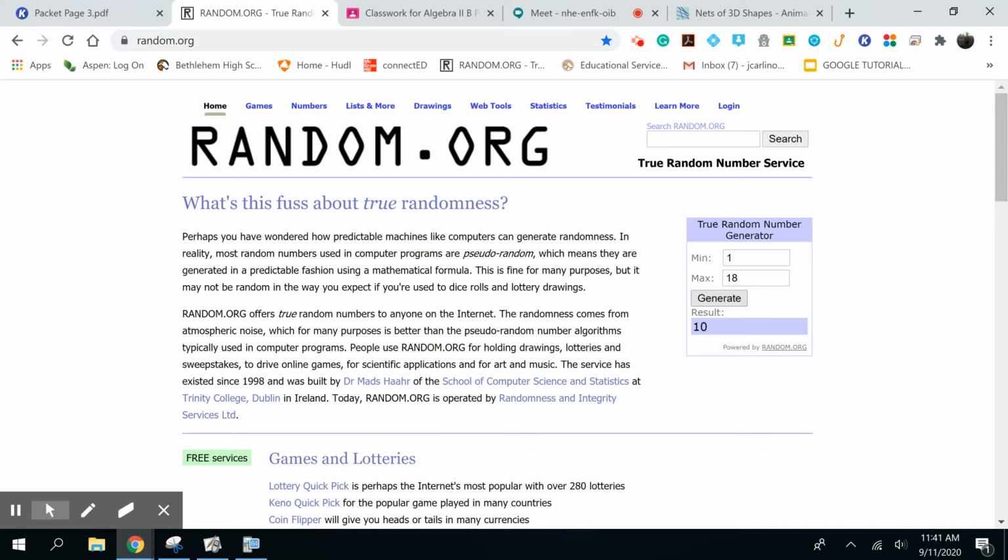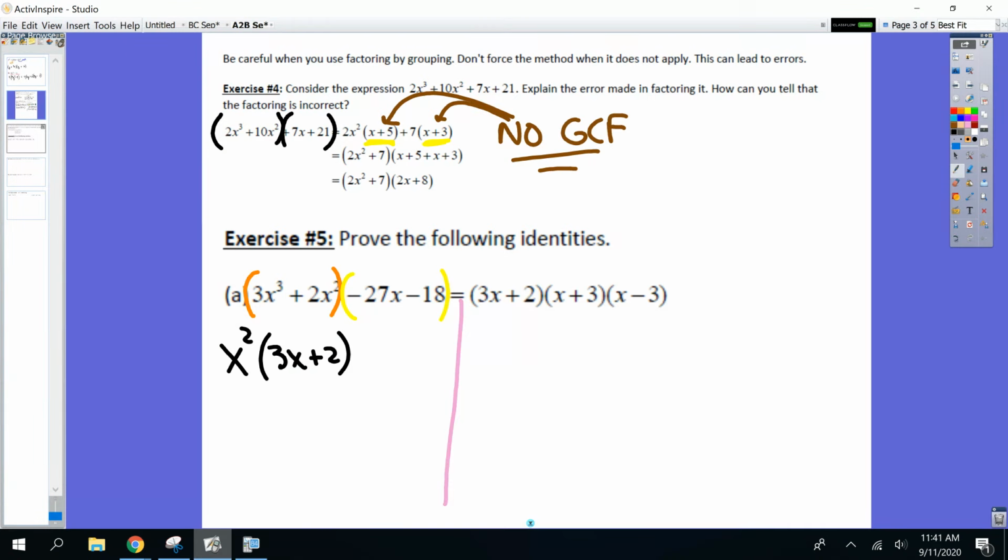Here you go, 10. Ooh, Caroline, what do you want to take out? -9. Okay, hold on. You cannot take out a positive 9, guys. Because if you do, the signs are going to be switched on 3x and 2. And then what are you left with, Caroline, when I do that? 3x plus 2. Good. Does it match the right side yet, guys? Does it look like the right side? Not yet. So that means keep working.